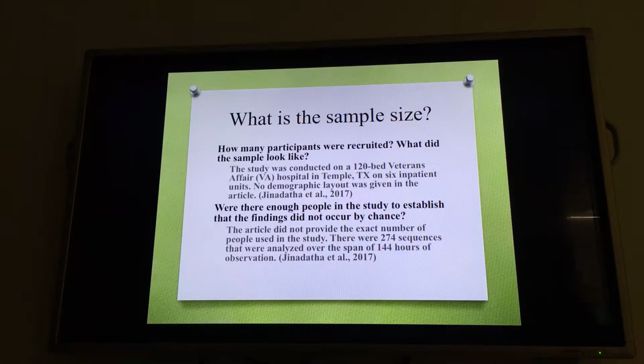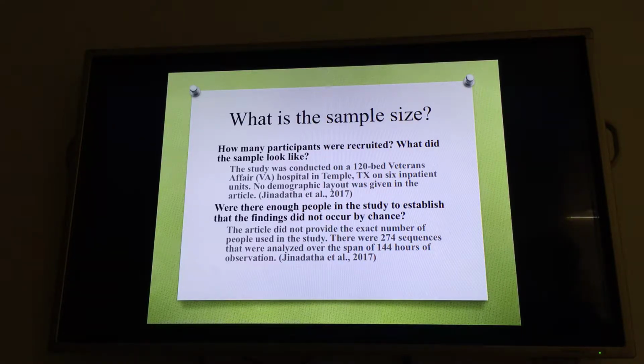What is the sample size? How many participants were recruited? What did the sample look like? The study was conducted in a 120-bed Veterans Affairs hospital in Temple, Texas, on 6 inpatient units. No demographic layout was given in the article.